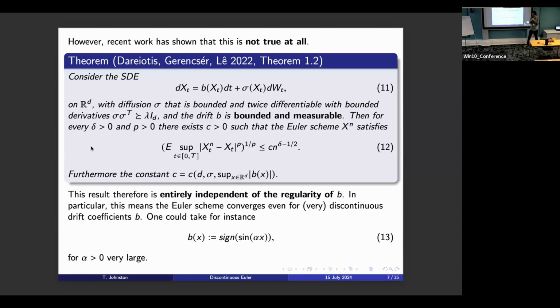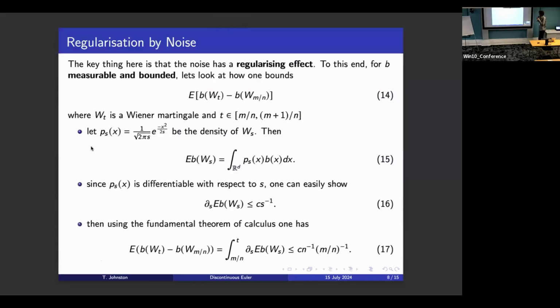The constant only depends on the supremum of B. So despite how bad B is, the performance of the Euler scheme doesn't degenerate. And the result is therefore entirely independent of the regularity of B. So one could take, for instance, an example of a very discontinuous function: the sign of the sine function. This goes from 1 to -1, from 1 to -1 very quickly. But even as it becomes more and more oscillatory, the performance of the Euler scheme, somewhat surprisingly, doesn't blow up. So the key thing here is that the noise has a regularizing effect. The noise smooths the regularity of the drift coefficient.